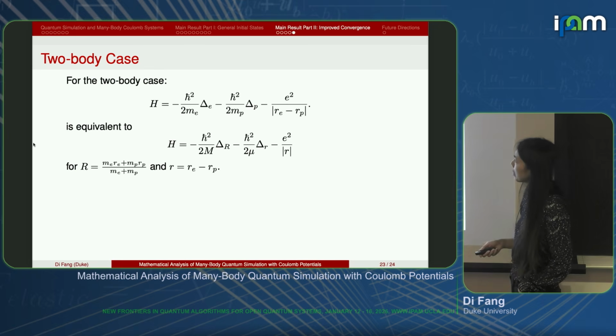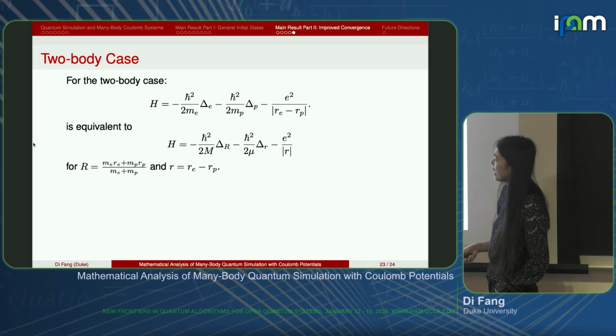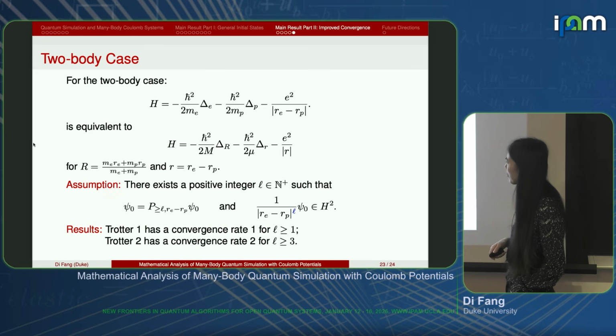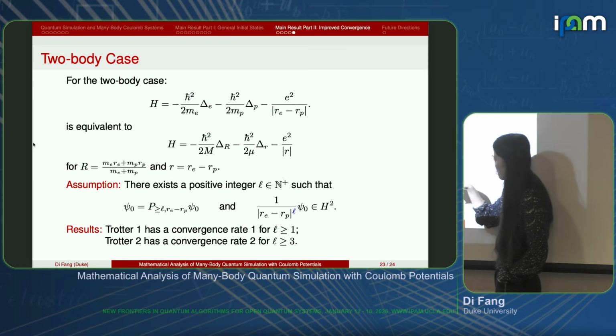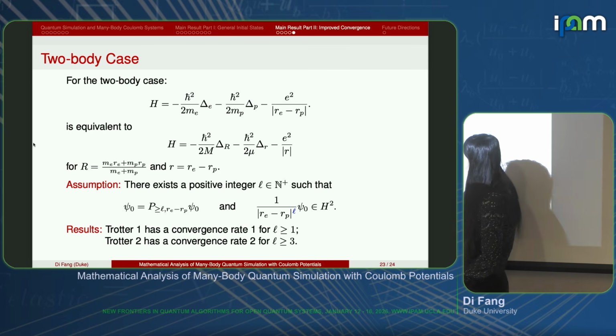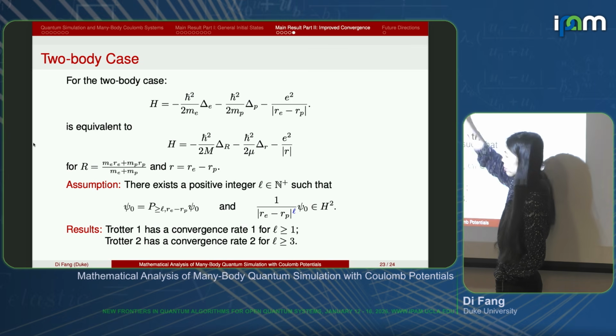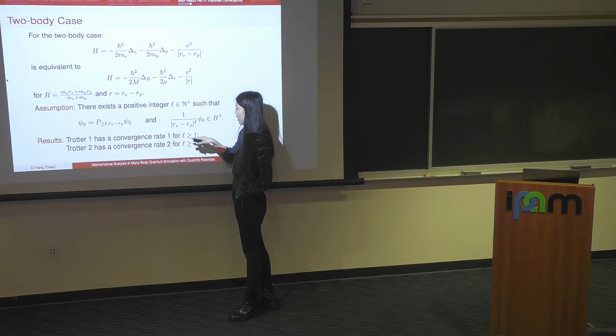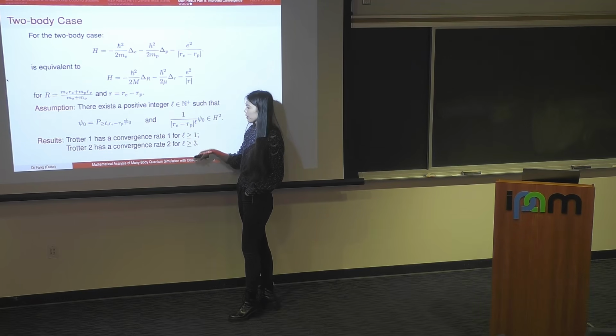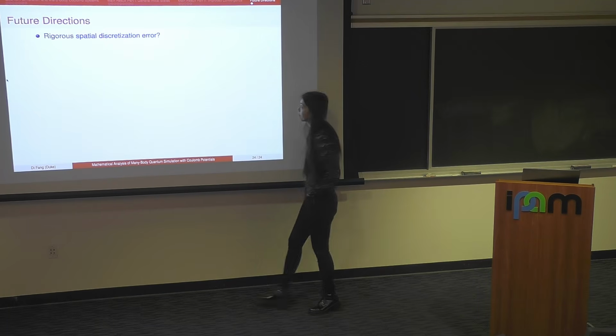So we can also do the two-body case. It's really because the two-body case is effectively equivalent to the one-body case, and the corresponding assumption is almost the same. It's just that we are raising this power at this Coulomb interaction, which is the difference between two coordinates. That's what it is. And the corresponding result is the same: L bigger or equal to 1 for first order, L bigger or equal to 2 for second order. Okay.